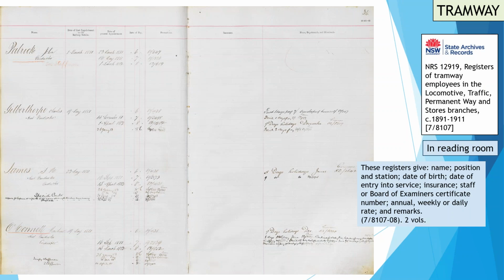This is a record of Tramway as opposed to railways. They were actually merged with railways in terms of the records for a short period. And so there can be overlap, but this is just a register which gives the name, the position, the station, the date of birth, date of entry into service, insurance, the staff board examiner's certificate number, annual, weekly and daily rate, and remarks. That's the kind of thing you'll find in Records A to Z, and in the reading room you can have a look.